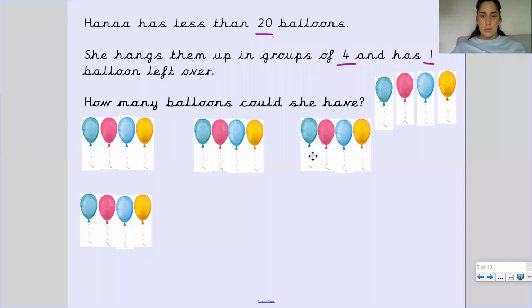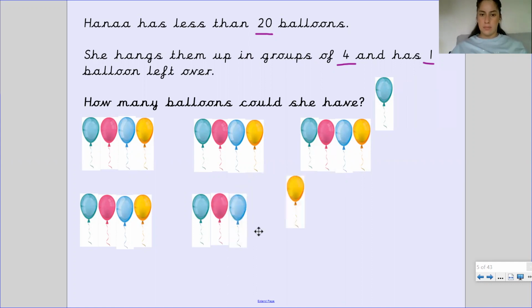4, 8, 12, 16. Now, can I make another group of 4? Well, let's see. If I make another group of 4, let's see how many balloons we will have altogether. Okay, so 4, 8, 12, 16, 20. And if I was to have 1 remaining, I will have 21. So that's not correct because Hannah has less than 20 balloons. So this last group of 4, I can't have because that's extra.